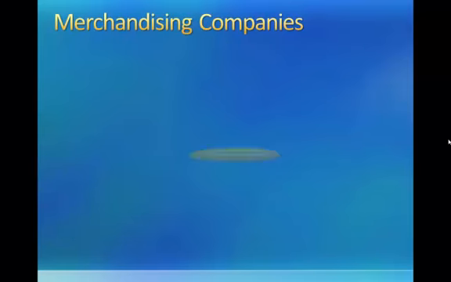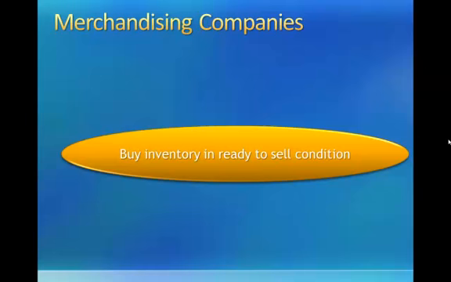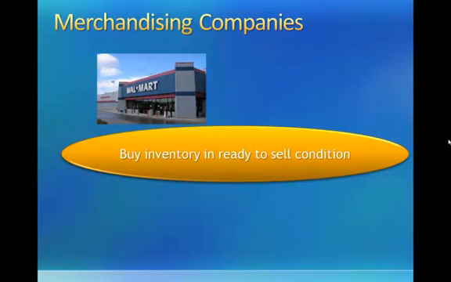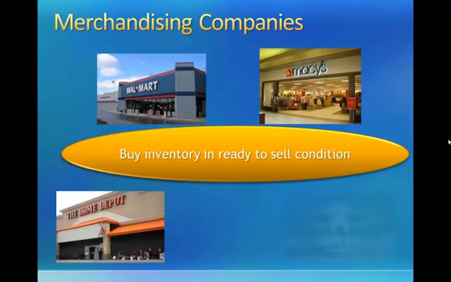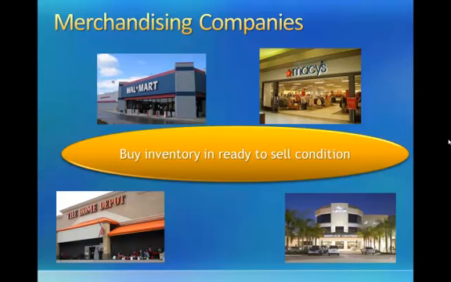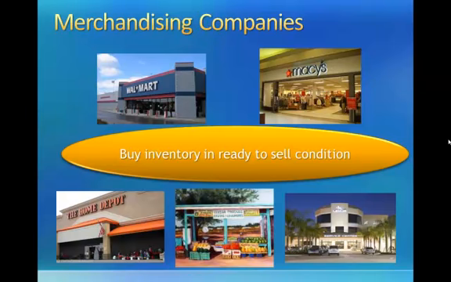A merchandising company has inventory, and what is unique about a merchandising company is that inventory is purchased in ready-to-sell condition. Examples of merchandisers are Walmart, Macy's, Home Depot, and a car dealership. We can also have a merchandiser that is just a simple produce stand. All of these companies have one thing in common: they purchase their inventory in ready-to-sell condition.